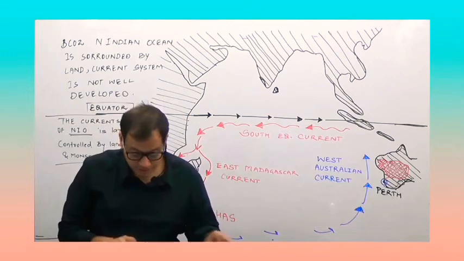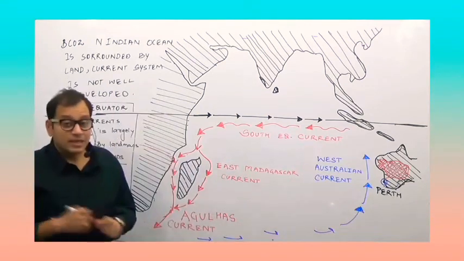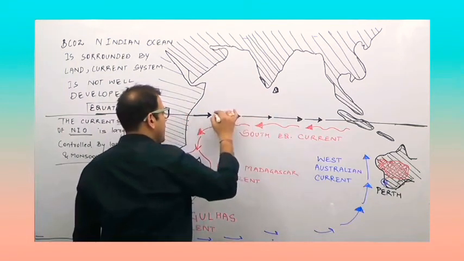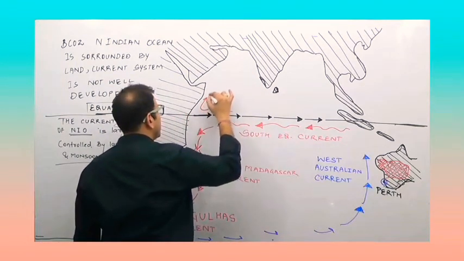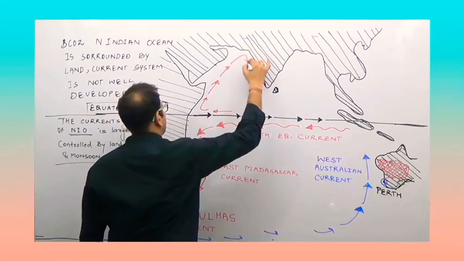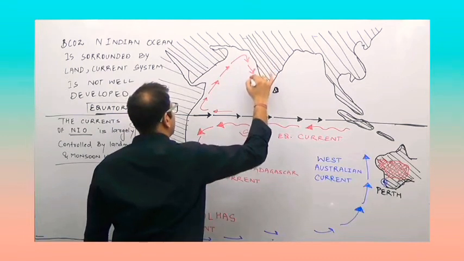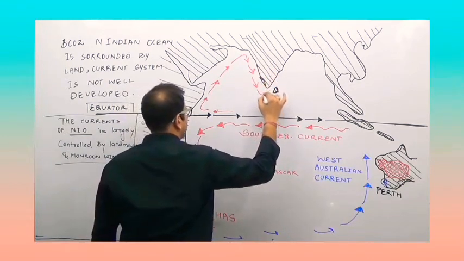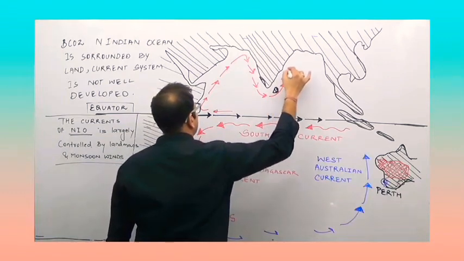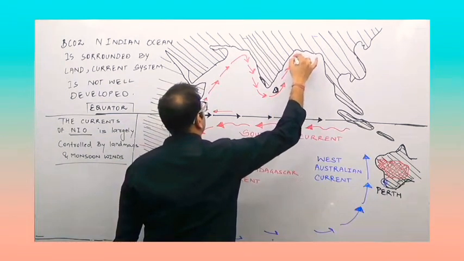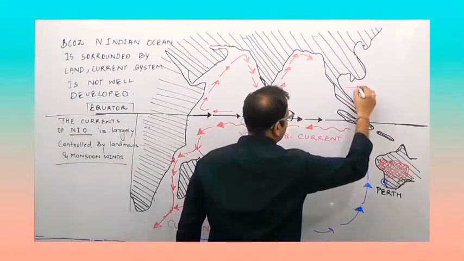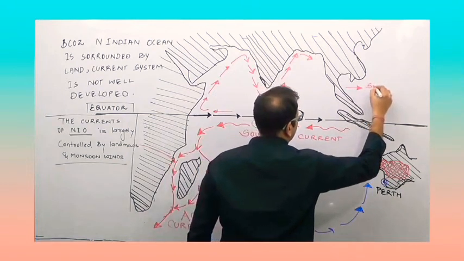In the summer season, the winds blow as the southwest monsoon. So we have a southwest monsoon current which comes towards India and flows as the southwest monsoon current. During which season? During the season of the southwest monsoon, that is during the season of our summers. So we have a current which I am showing here, which is known as the southwest monsoon current.